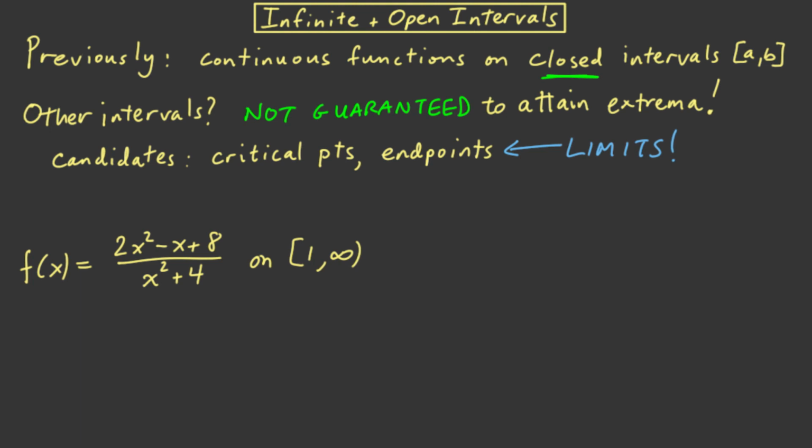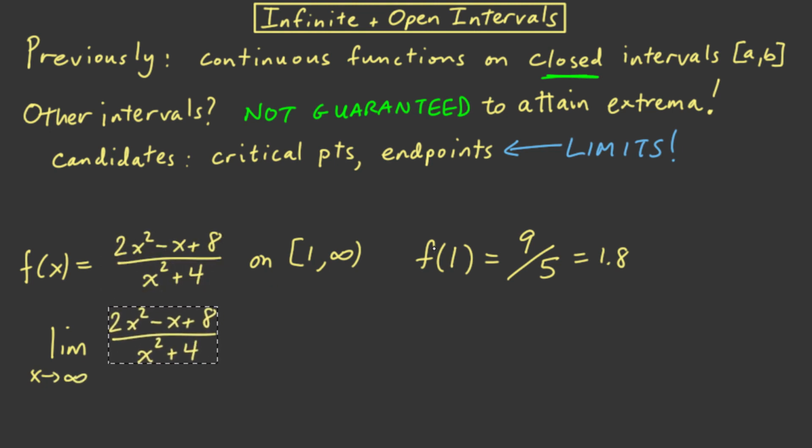Let's actually start with the endpoints here, just so we can get a sense of the big picture. 1 is in the domain, so we can just plug that one in. f of 1 is 2 minus 1 plus 8, which is 9 on top, divided by 5 on the bottom, so 1.8. And then for the other endpoint, we can't plug in infinity, so we're going to take a limit as x approaches infinity. And let me just copy this down here.